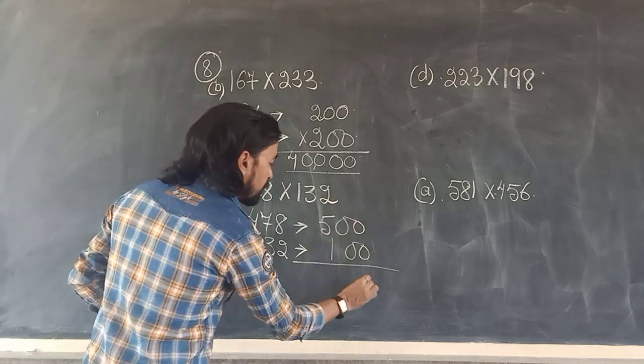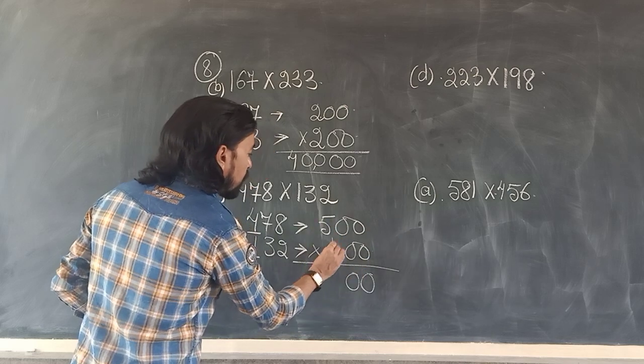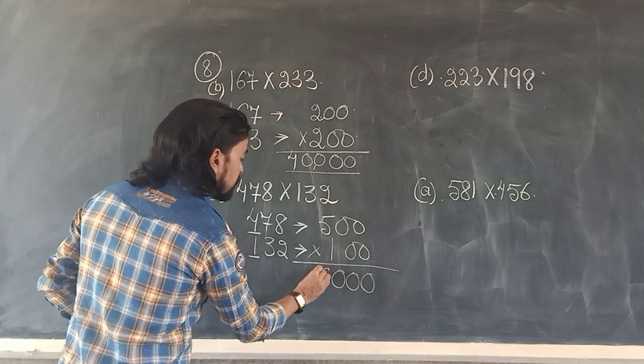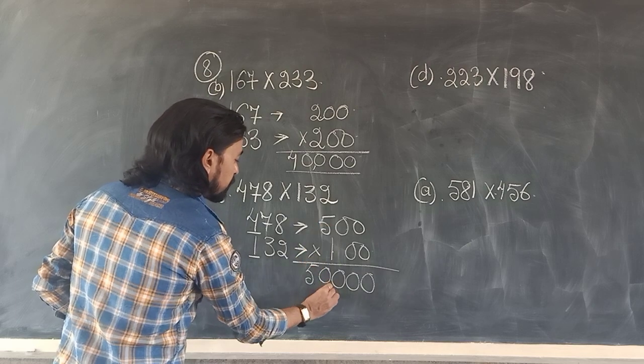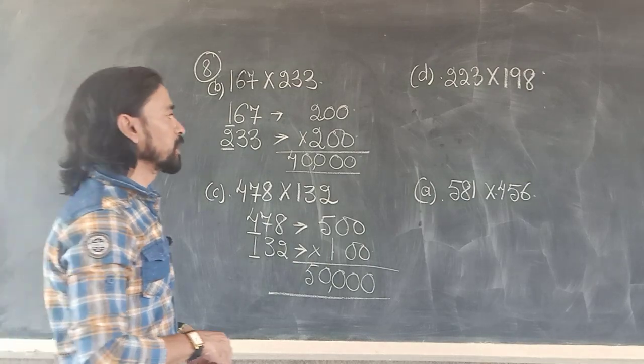0 multiplied by 500, 0. 0 multiplied by 500, 0. 1 0 is 0, 1 0 is 0, 1 5 is 5. Answer 15,000. Let's go to the next sum.